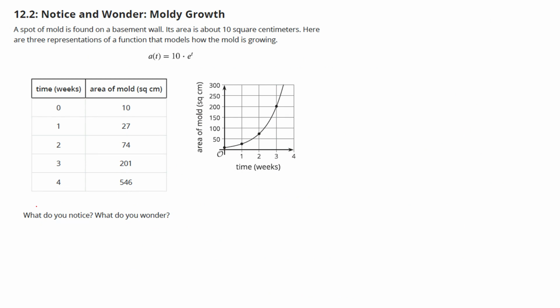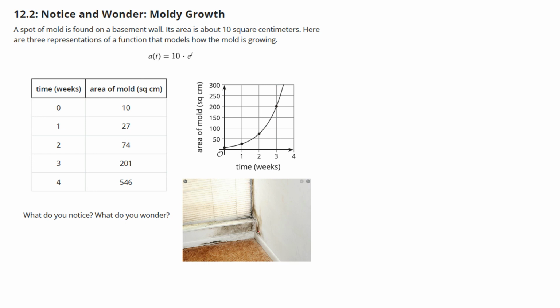Okay, so the next problem that we have is: what do you notice? What do you wonder? So very simple. A spot of mold. In case you don't know what mold is, it's the nasty stuff that grows on the walls, or on something that's getting rotten because of water damage. That's called mold, and it's very, very dangerous. But a spot of mold is found on the basement wall. Its area is about 10 square centimeters. That's a very small piece.